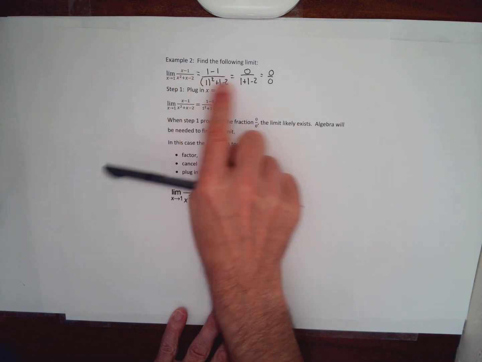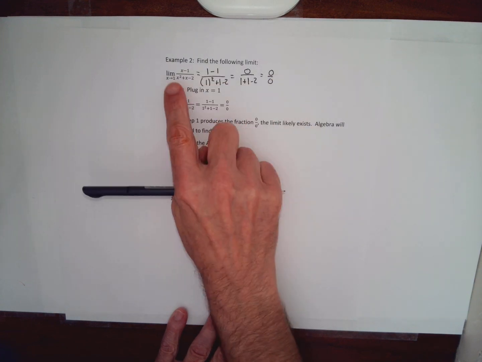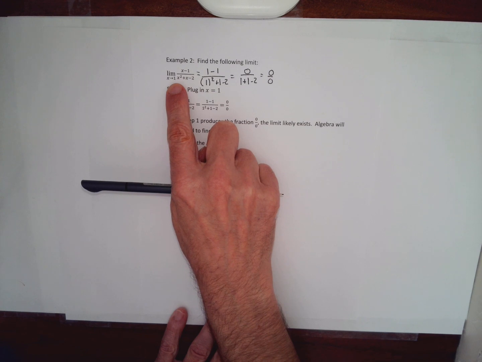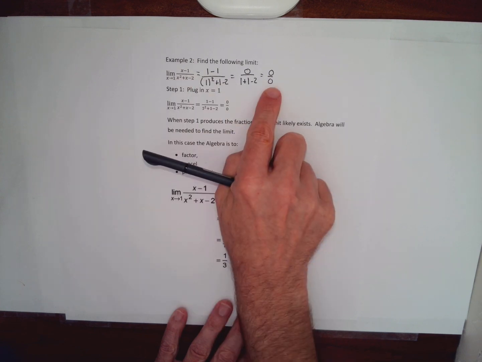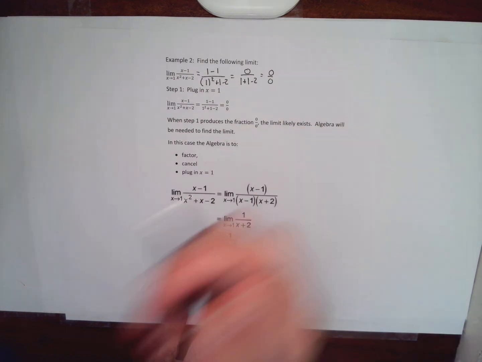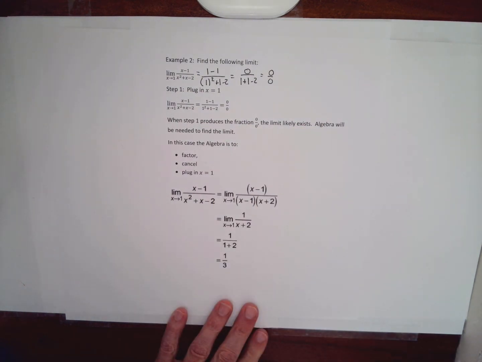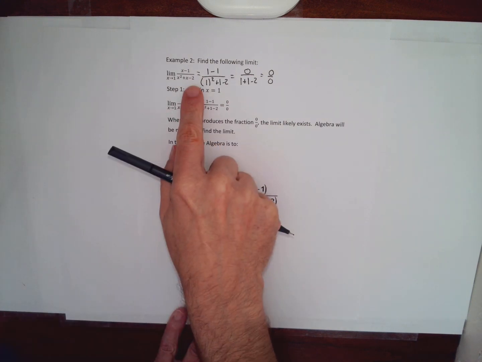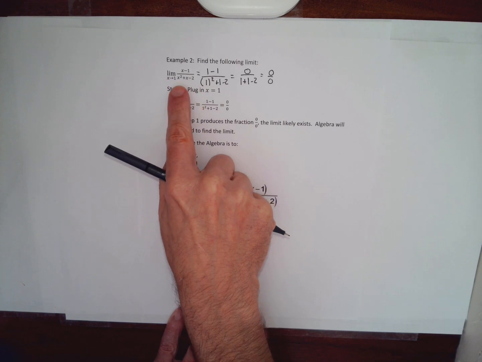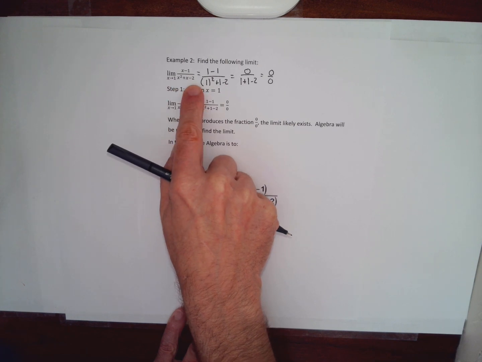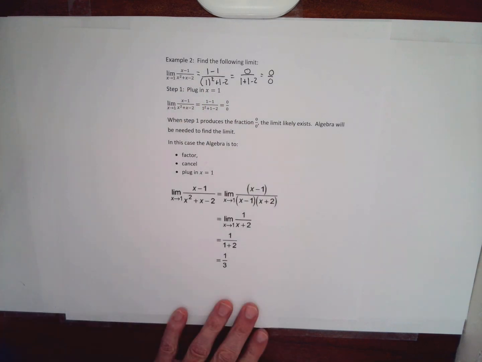If when you plug the number in, the value of x that you want to find the limit at, you get 0 over 0, the limit usually exists. And in this section, there's just a couple techniques that we're going to learn to pull out the limit when the limit probably exists, but plugging the number in doesn't work. And in this case, the algebra that I'm going to need to do is to factor the denominator, and that factoring, if I factor right, is going to lead to canceling and allow me to plug the number in.